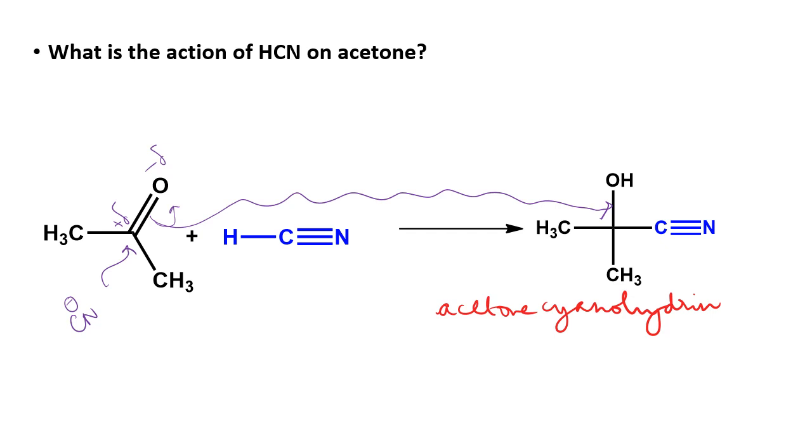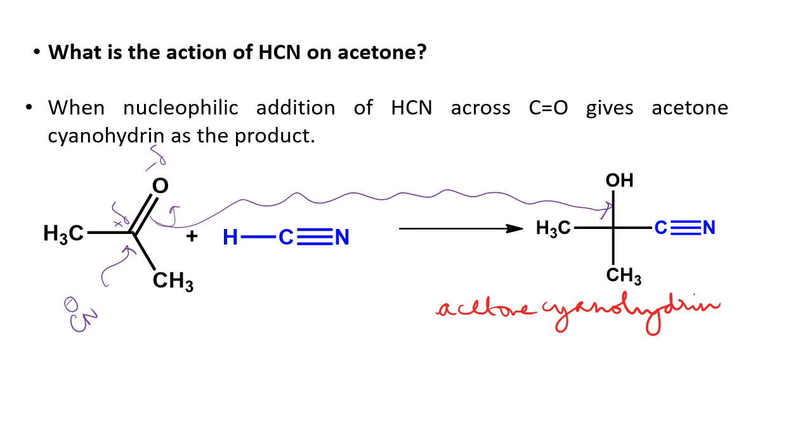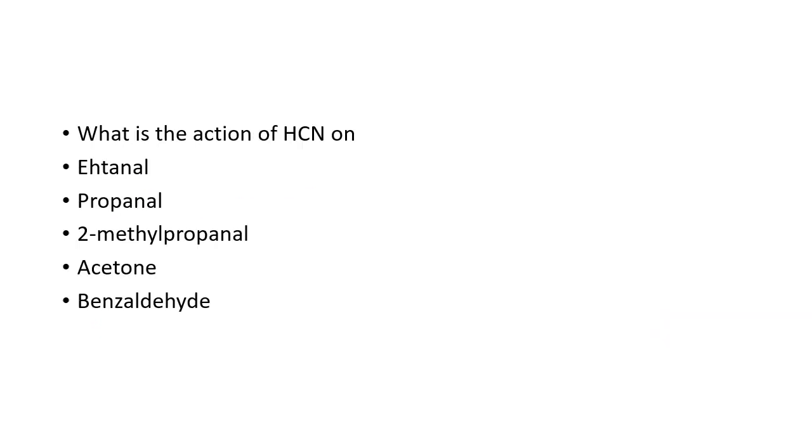So this will be acetone cyanohydrin, and you can just write a simple statement: when nucleophilic addition of HCN takes place across the double bond C=O, it gives acetone cyanohydrin as the product. We can try our hand at some of these examples: what is the action of HCN on ethanal? Try to solve it, then take propanal and solve it, take 2-methyl propanal, acetone, benzaldehyde, add a few more aldehydes or ketones like butanone, right? And you can try to solve these equations for various aldehydes and ketones.